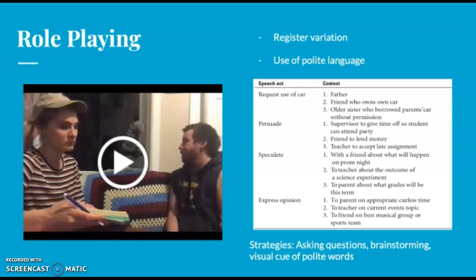Through the use of role-playing, the clinician can provide many different strategies to help repair communication breakdowns. Depending on the age and interest of the student, role-playing scenarios should be adapted to their interests and familiar contexts. Here's an example of role-playing.